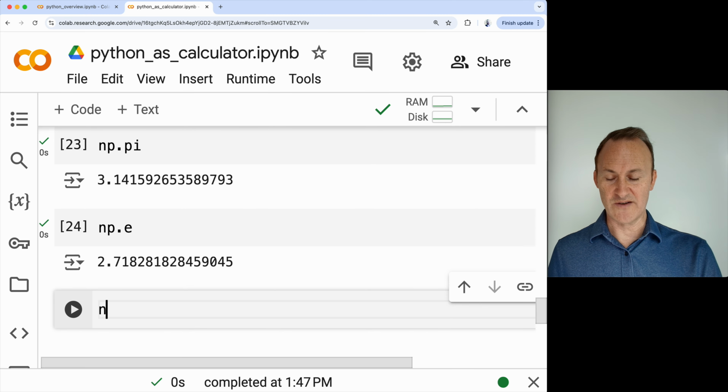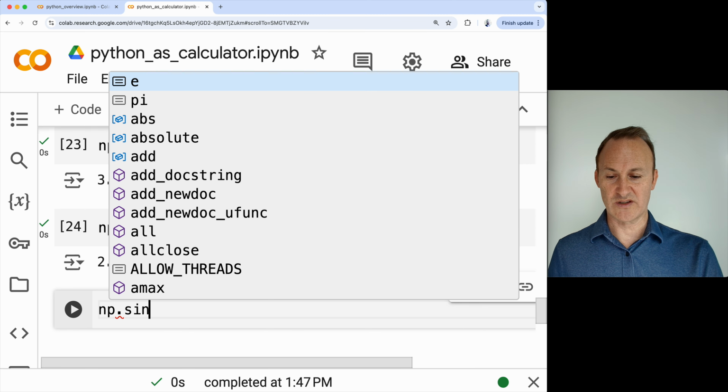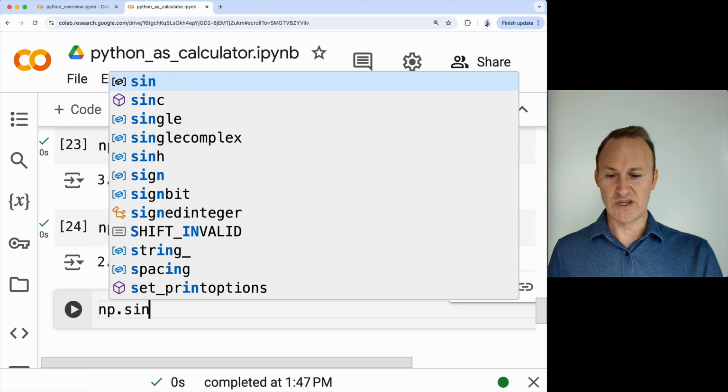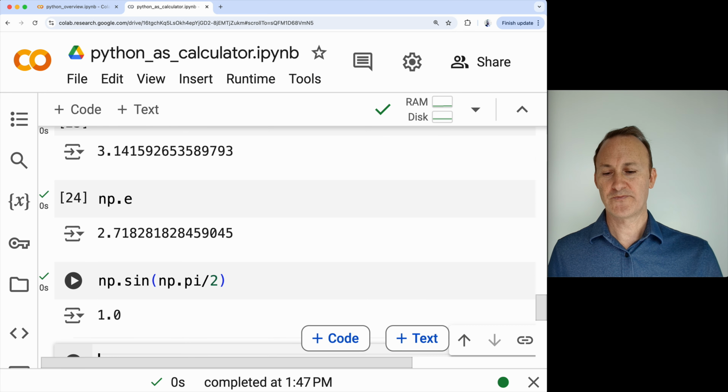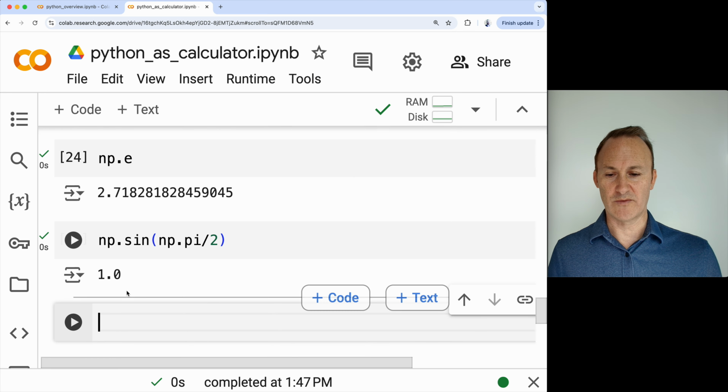What else do we have? You've got trigonometry like the sine function. These are in radians, okay? So you could do pi over 2, np.pi divided by 2. If you press Shift Enter, you get the expected value of 1.0.